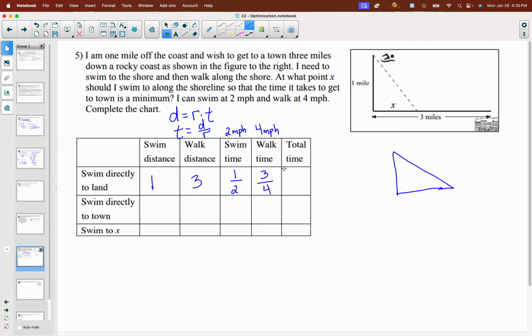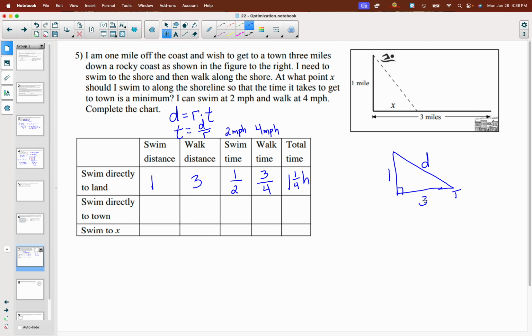So if I look at my total time, I'm going to add my swimming time plus my walking time, and I'm going to get 1 1/4 hours. Okay? Now, what happens if I instead swim directly to the town? Well, if I swim directly to the town, then this distance here becomes my distance if this is the town. So this is 3 miles. This is 1 mile, clearly not drawn to scale.